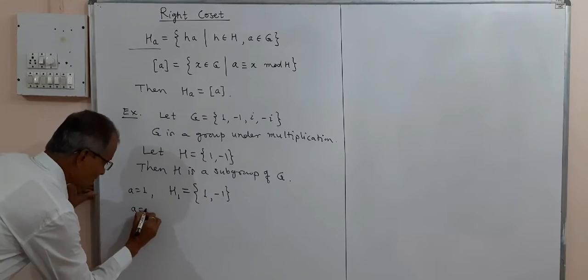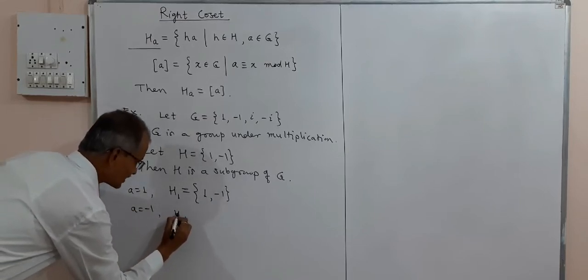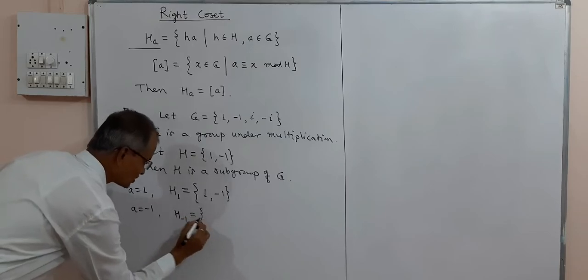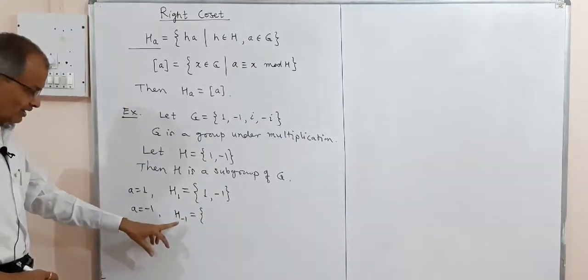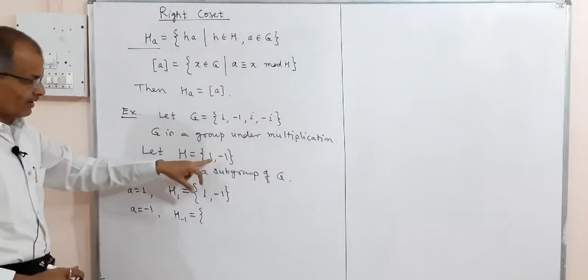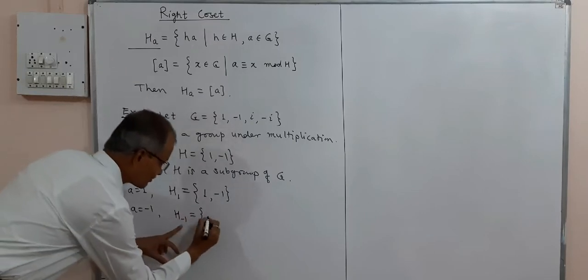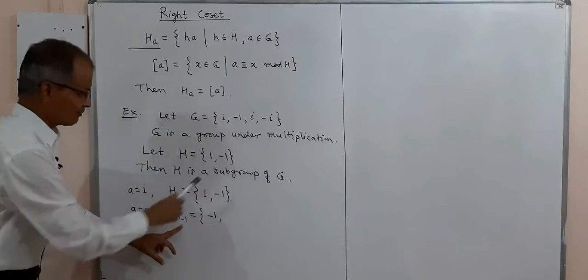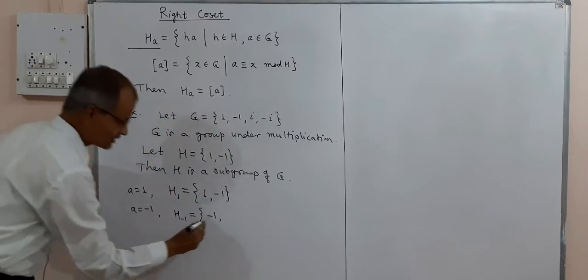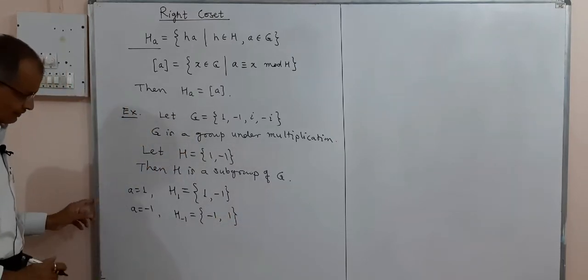Next, a is equal to minus 1. Now what will be that element? H minus 1, the right coset of H in G. Now here a is minus 1. So multiply each element of H by minus 1. So 1 into minus 1 is minus 1, and minus 1 into minus 1 is plus 1. So this is H minus 1.